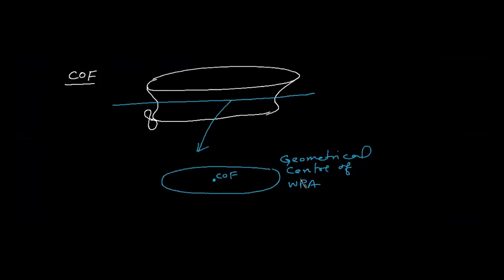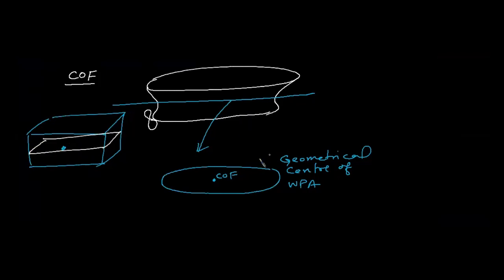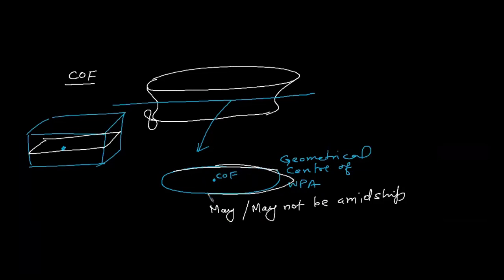And why is it important? If it is a box shape vessel, very easy, we will say it will be midship. But due to ship shape, it may or may not be midship. Make sense? Because of the shape, the geometrical center may be slightly larger this side or slightly larger this side, whatever the case may be.